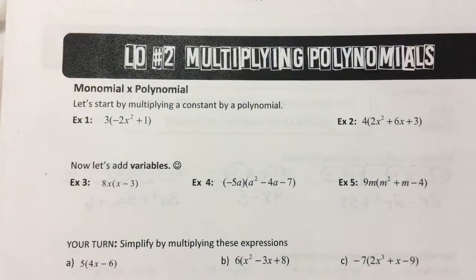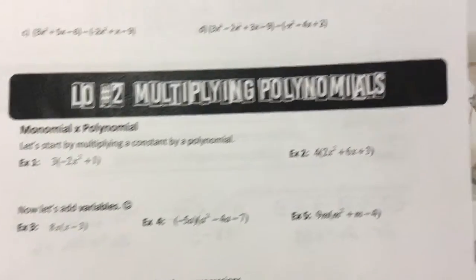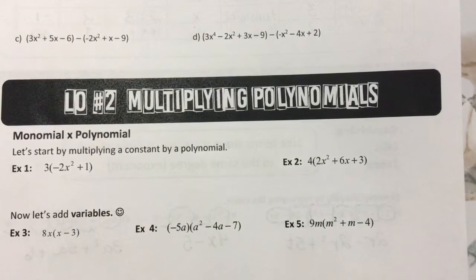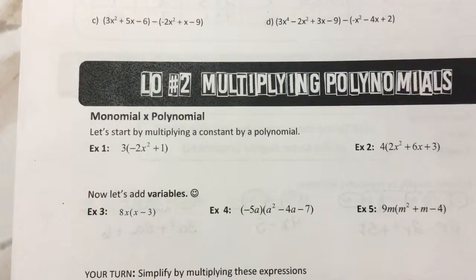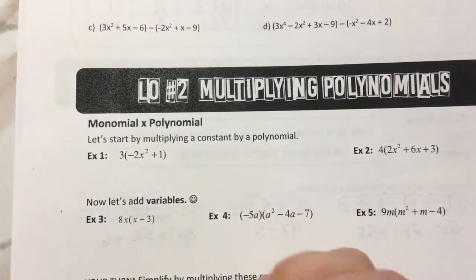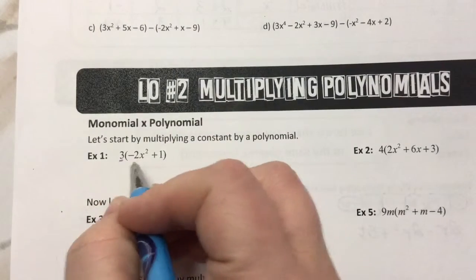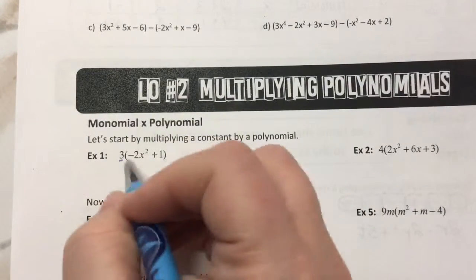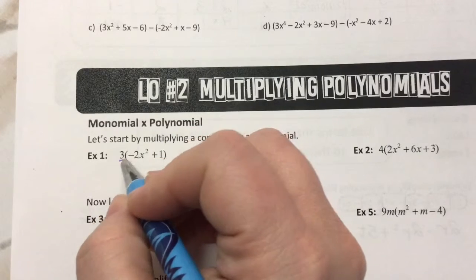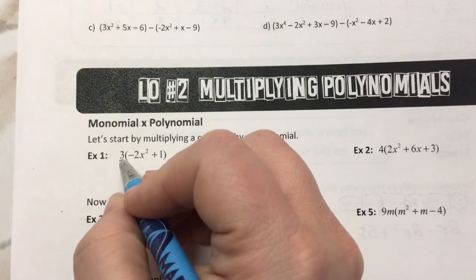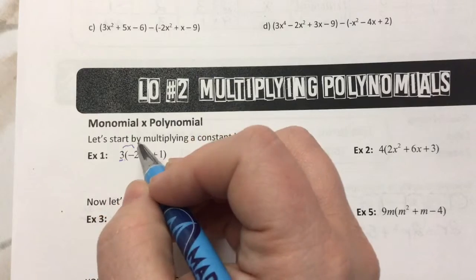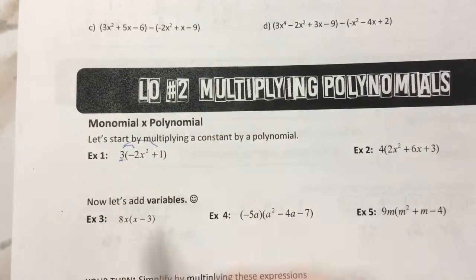All right, so the second learning outcome for AN4 is multiplying polynomials. We're going to start with monomial times polynomial. That means that you just have one term in front of a bracket. When you take the term that's outside the bracket, you're going to distribute, which means you're going to multiply by each term inside this bracket here.